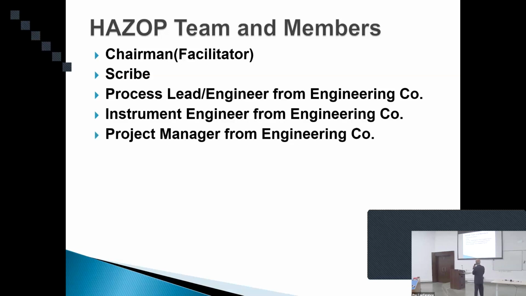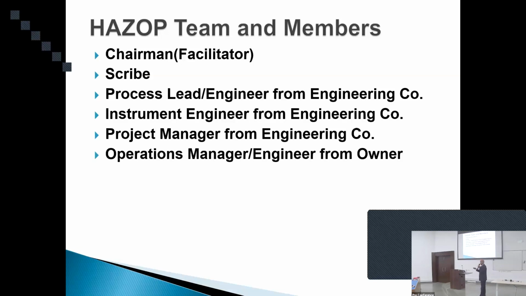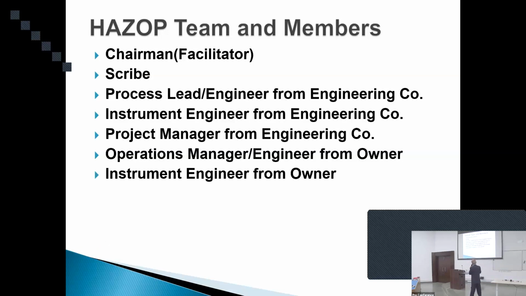The project manager from the engineering company will be there, who has done the project. The operation manager, an engineer from the owner, the person who has been running the plant, he'll be there. He can help you. The instrument engineer from the owner will be able to tell, based on his operation experience, this will not work.